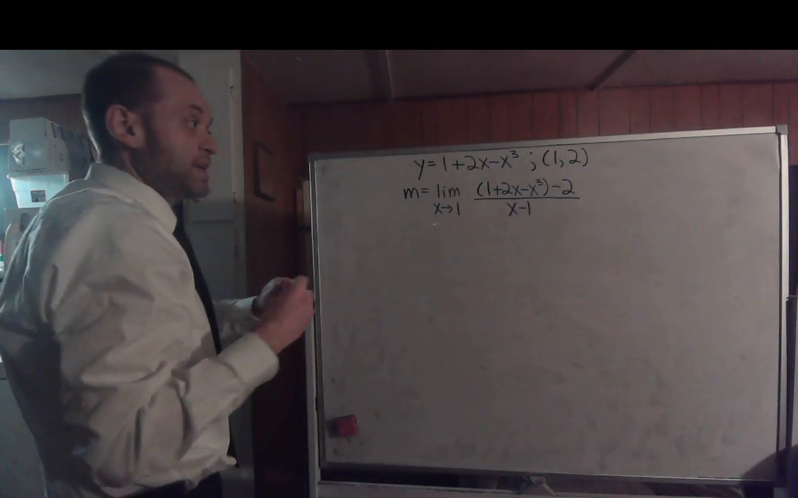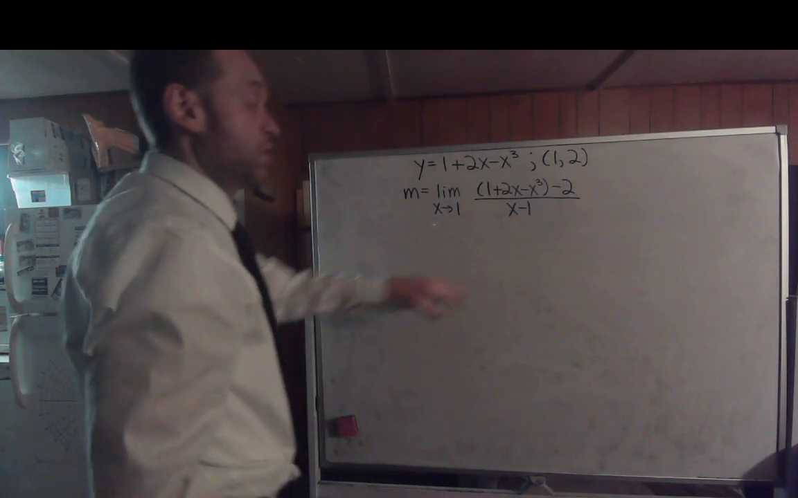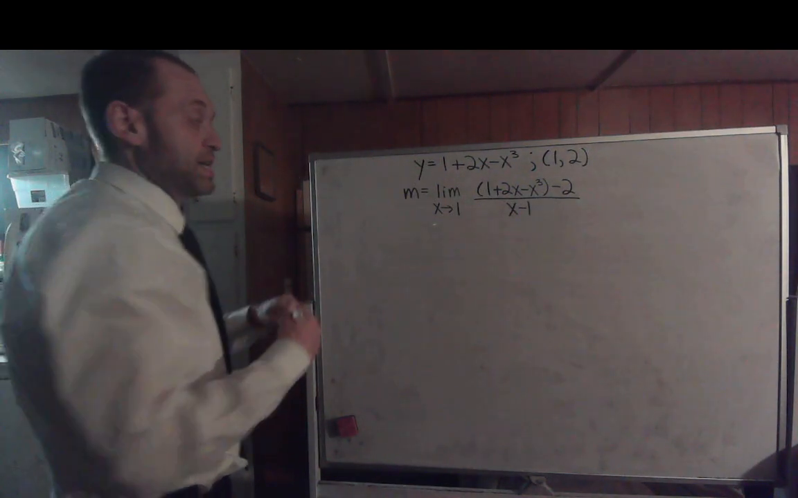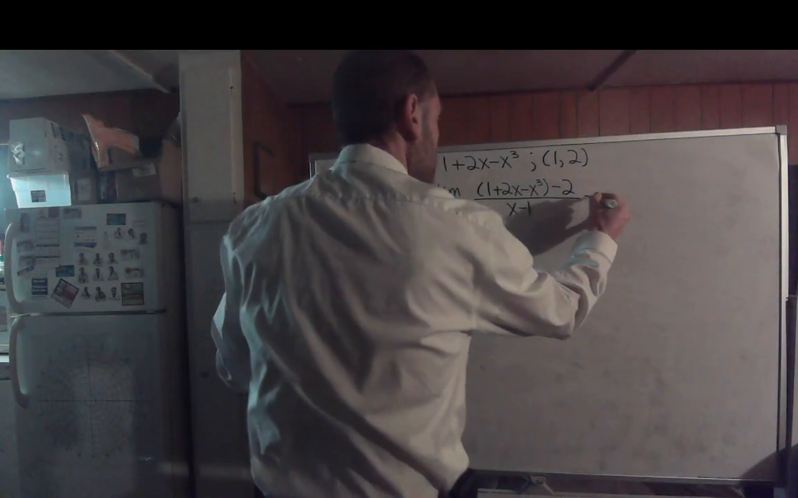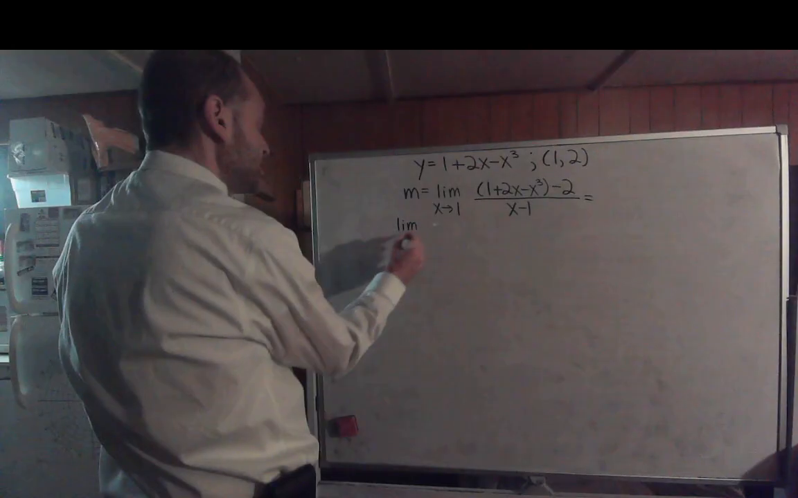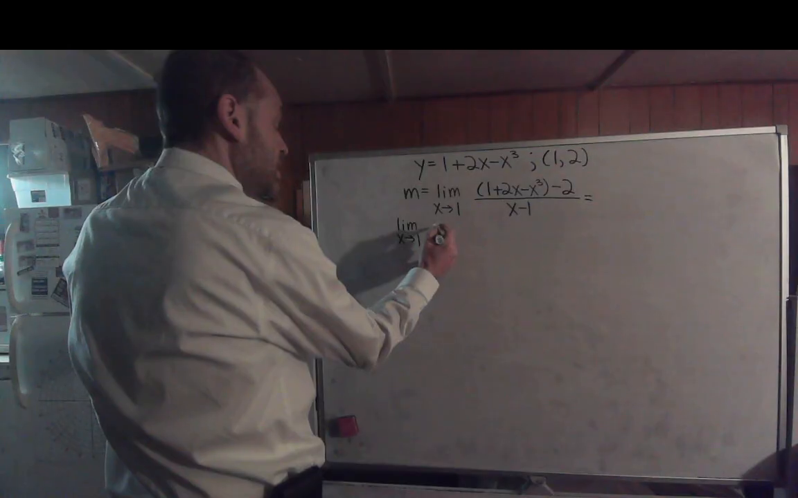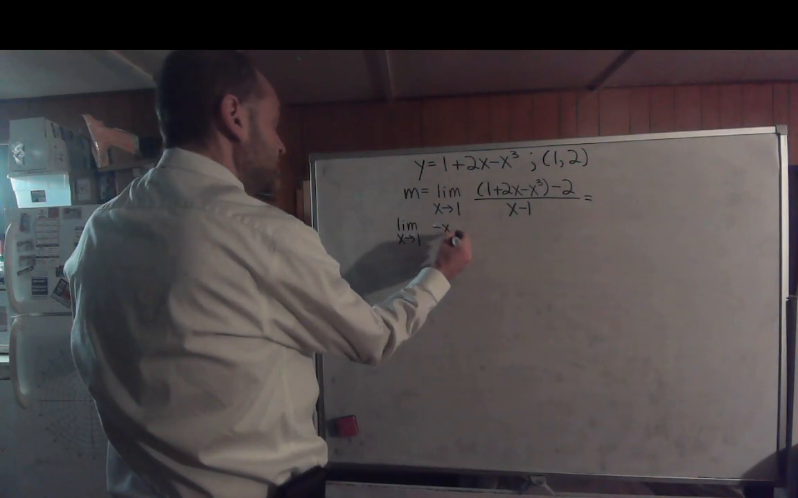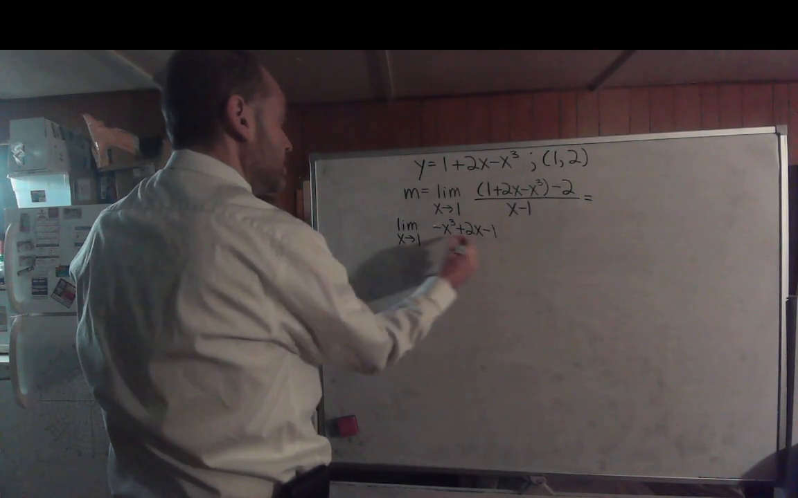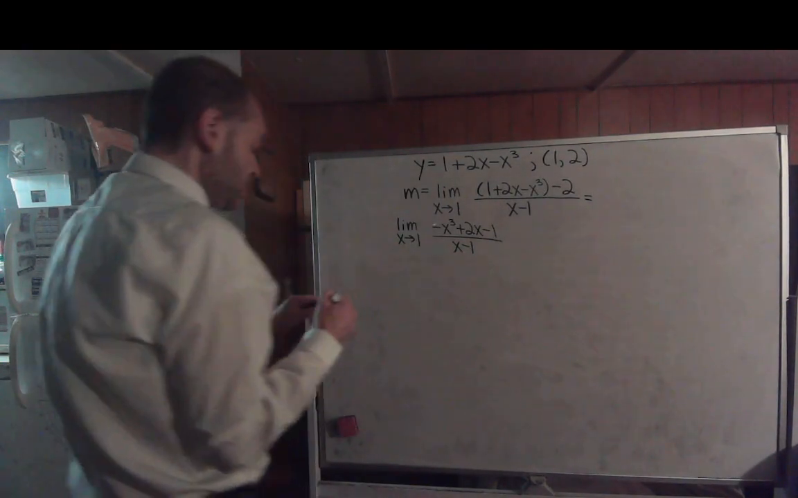And of course we cannot use direct substitution. We'll get a denominator of 0. But that's okay. We can manipulate this to be able to take the limit. So let's simplify the numerator. This will end up as the limit as x approaches 1 of negative x to the third plus 2x minus 1 all over x minus 1.